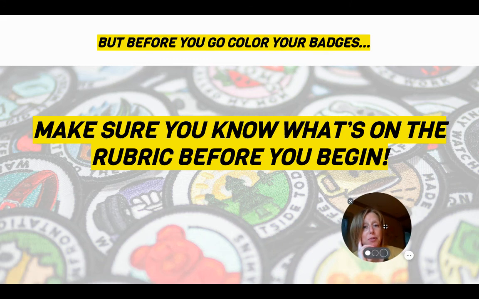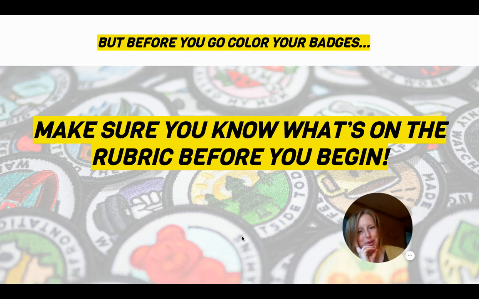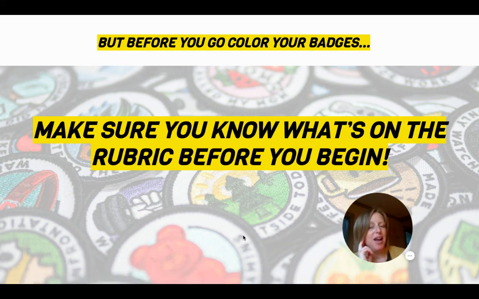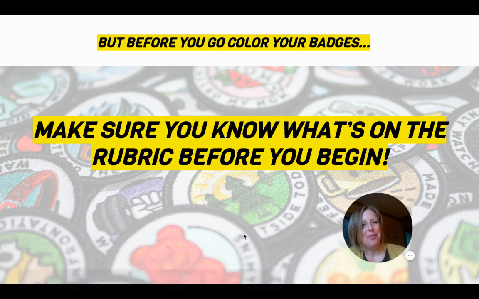So now, before you go color in your badges, make sure that you know what's on the rubric before you begin. So the rubric is in Google Classroom, and it's right in the assignment, okay? It's right in the assignment called Final Project. So make sure you go look at that, read the directions, and then click on the rubric at the bottom of that to make sure that you know exactly what you're being graded on. If you have any questions, let me know. I'm here to help. That's my job.